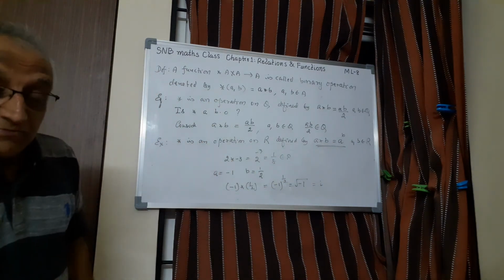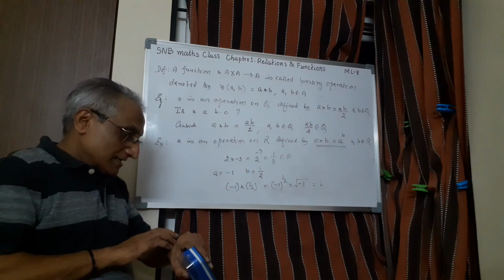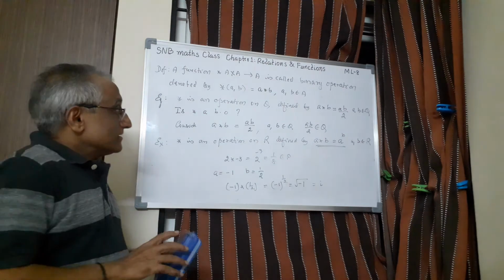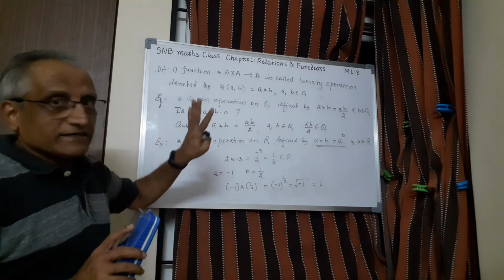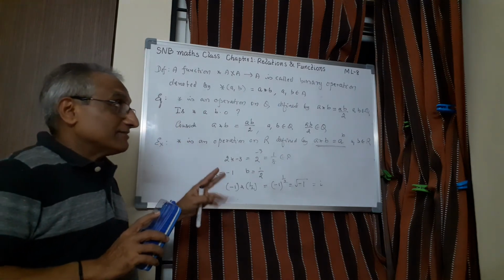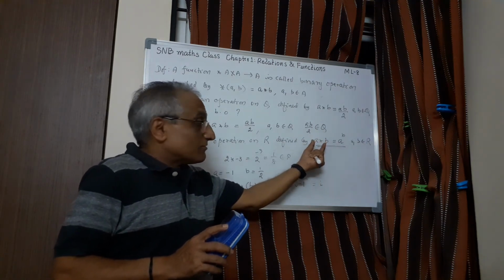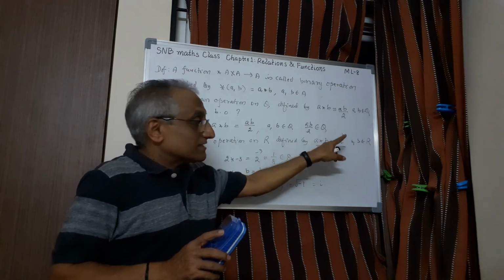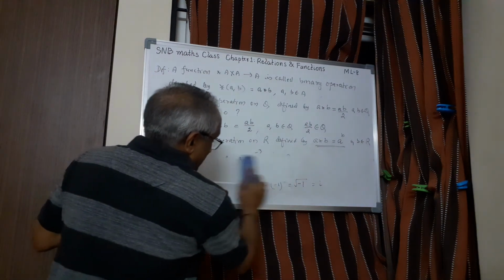Therefore, you should be very careful when you are to decide whether a given function is binary or not. So very important thing is, you take the operation whatever is defined, take any two elements cleverly, then decide whether the element obtained after the operation is in the same set or not. So that is going to decide whether it is binary or not.